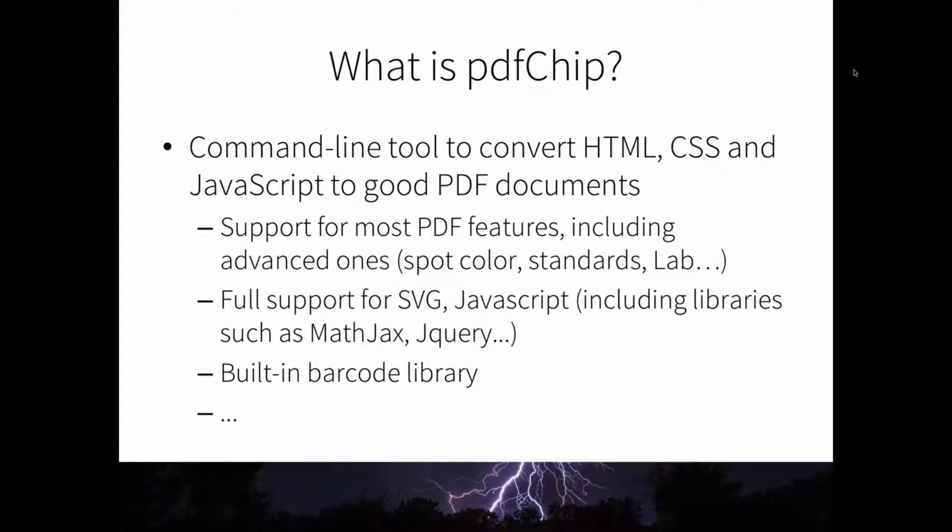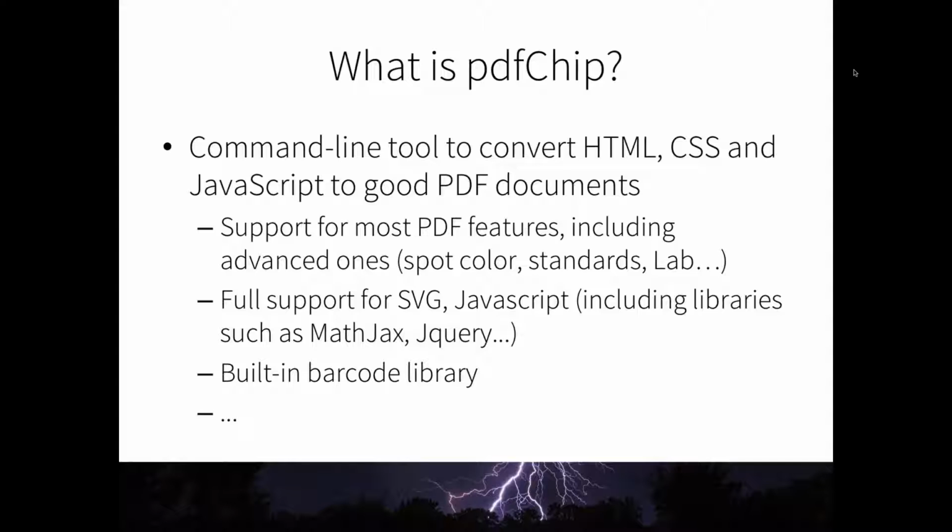Okay, but in one slide, very short overview. What is pdfChip? Well, it's a command line tool, so no user interface. This is something that you will have to integrate into either a scripted solution or something like FileTrain or Switch. It's a command line tool to convert HTML, CSS, and JavaScript into good PDF documents. And it supports most of the PDF features, even the ones not supported natively by HTML and CSS. That means you can use CMYK color, spot color, you can create PDFA or PDFX documents, and so on.